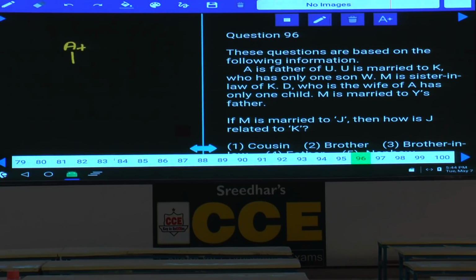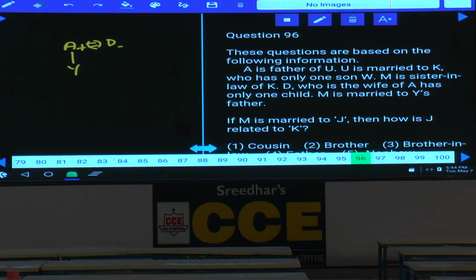A is the father of U can be written like this, and U is married to K. K has only one son W. M is the sister-in-law of K. D is the wife of A. Now D is the wife of A who has only one child. Now this A is having only one child, Y. And Y is the only one child of A.